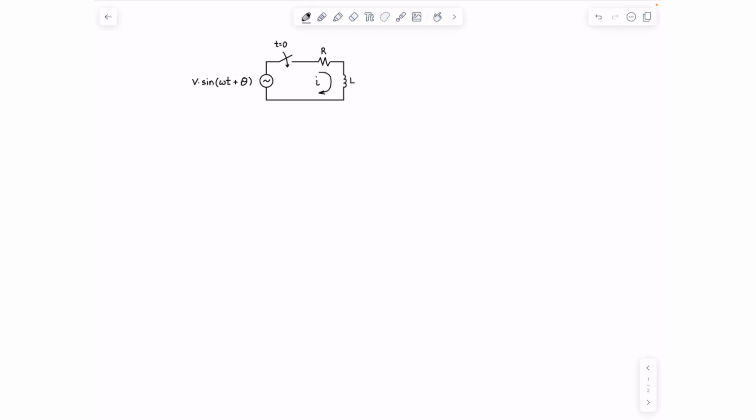I will do analysis using Laplace transformation, which is a very powerful method that allows me to avoid dealing with differential equations. And it can be used for more complex circuits, but the steps how you do the analysis, they're the same. Okay, let's start.